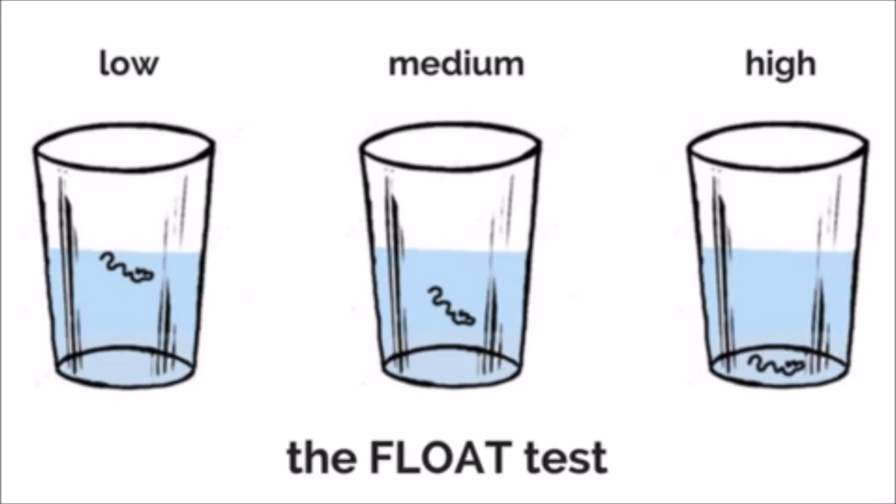If it floats, it's low porosity because the cuticles are closed, so no moisture is going to get in. If it floats in the middle of the cup, you have normal porosity hair. And if it sinks all the way to the bottom, you have high porosity hair. Since the cuticles are open, it wants the moisture, so high porosity would be at the bottom.